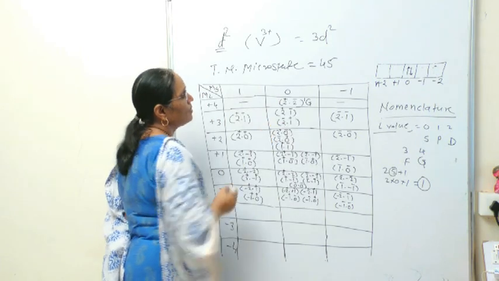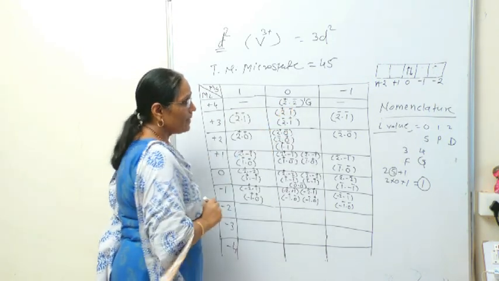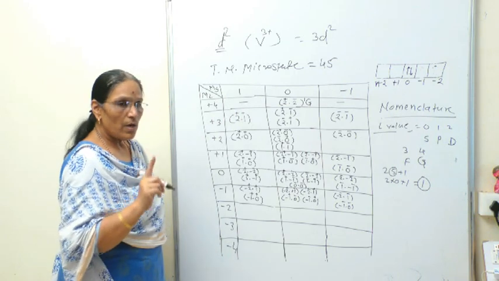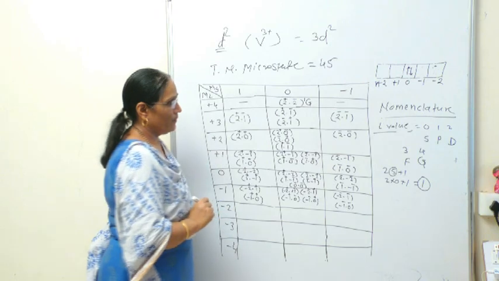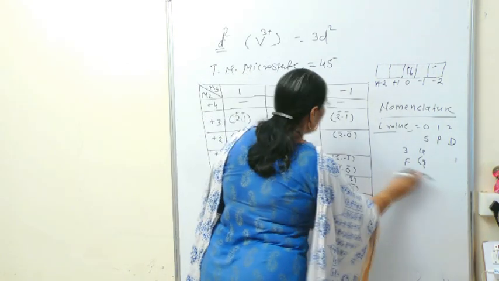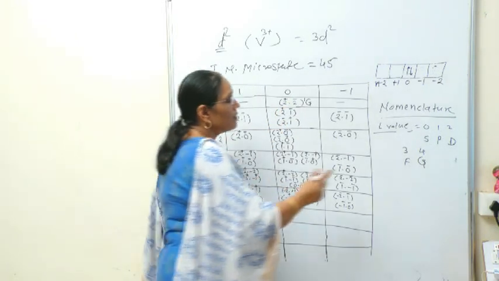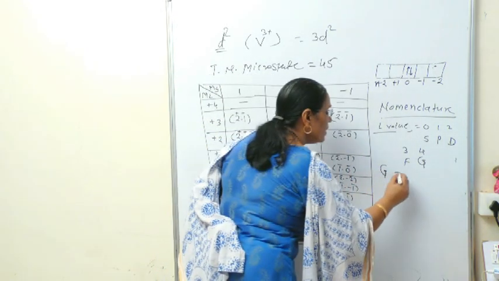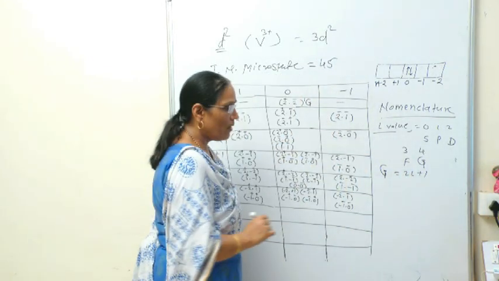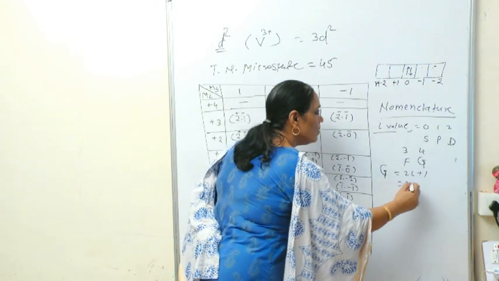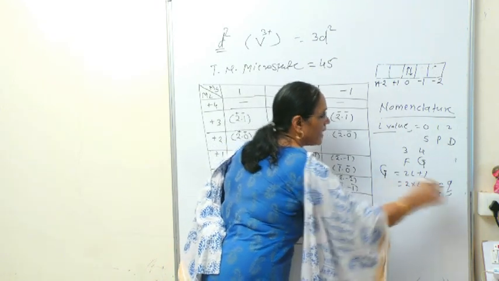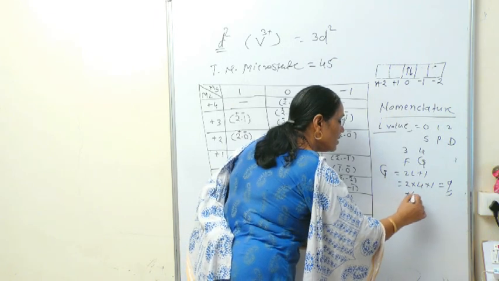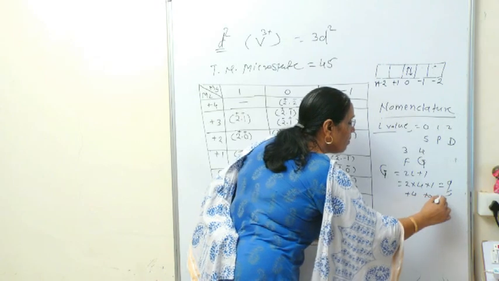As the total spin is 0, the term is singlet, and all the microstates belonging to this term will have only one spin value, that is 0. That is about spin multiplicity. For the G term, the orbital degeneracy or multiplicity is given by 2L plus 1. L for the G term is 4, so 2 into 4 plus 1 is equal to 9. This orbital multiplicity covers the ml values from +4 to −4.